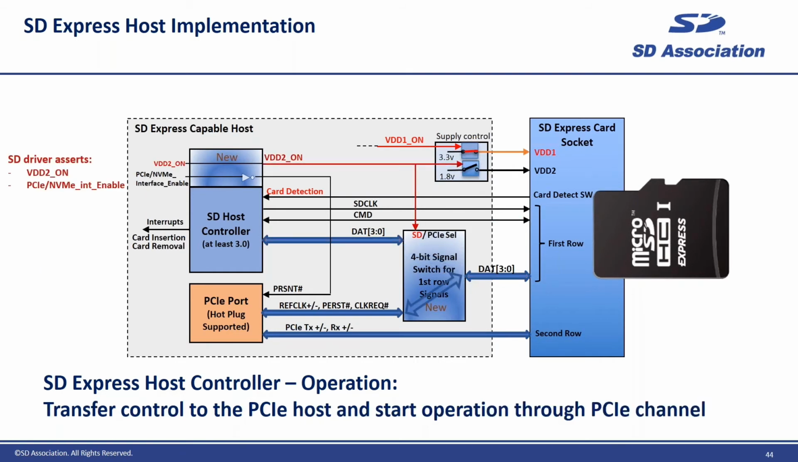And if the card supports the PCIe interface, the SD driver turns on VDD2, which supplies VDD2 to the card, as well as switches the host signals to PCIe mode. In addition, the PCIe NVMe interface enable line is set, indicating to the PCIe port that a card supporting PCIe was inserted. And from the moment the PCIe port detects a new card inserted, the PCIe and NVMe drivers may start to operate with the card and use it as any other PCIe card using standard drivers. Actually, the card introduces itself to the host as a standard NVMe device.